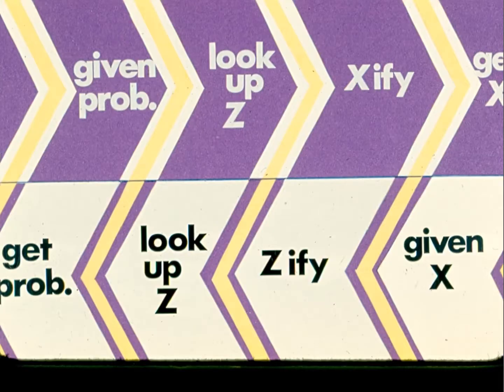The procedures are contrasted here. Across the bottom, starting on the right, is the familiar Z-ifying procedure used to find probabilities. Given a value of X, Z-ify, then look up in the Z tables. Above, starting on the left, is the procedure for finding percentiles. Given a probability, look it up in the Z tables and then Xify to get a value of X.